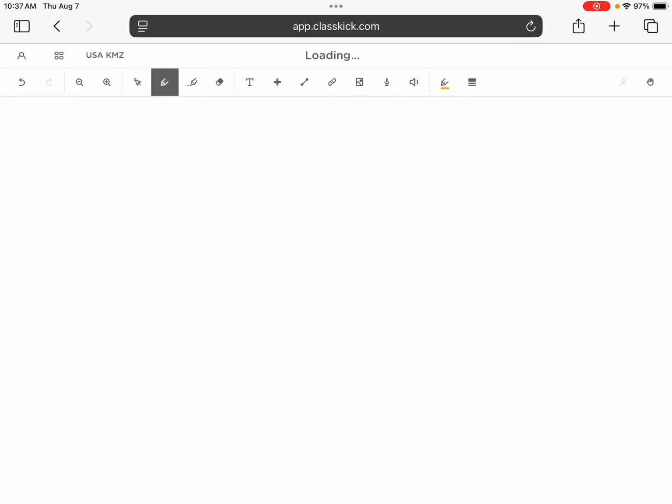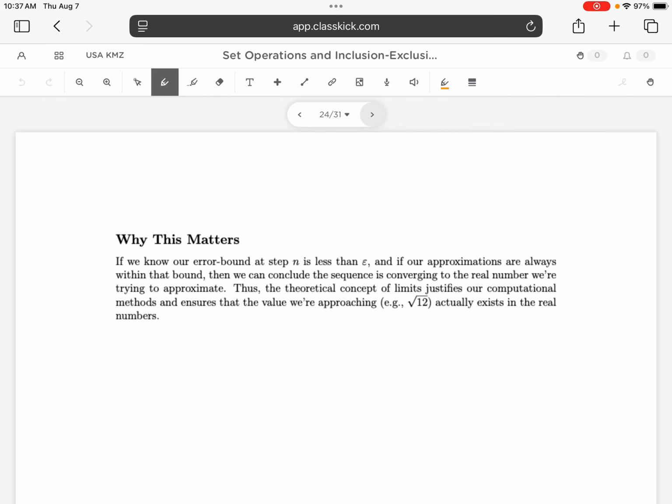And why does this matter? Well, if we know that our error bound at step n is less than epsilon, and if our approximations are always going to be within the bound after that point, then we can conclude that yes, this sequence is converging to the real number that we're trying to approximate.